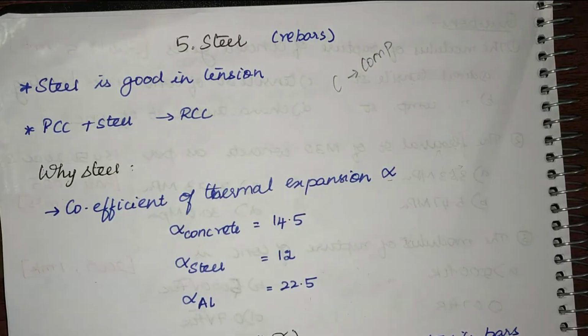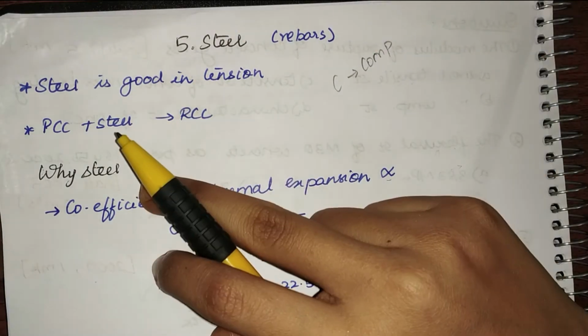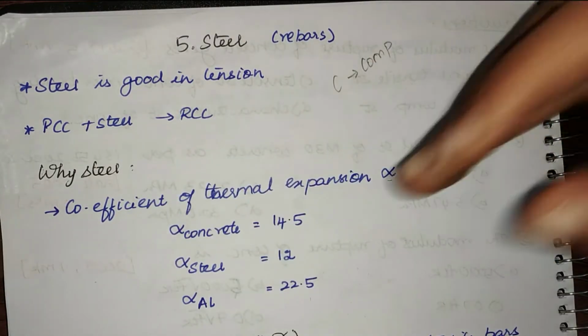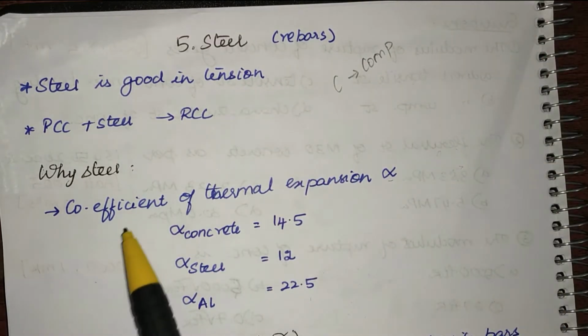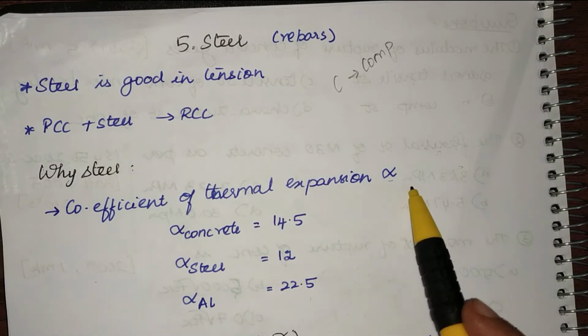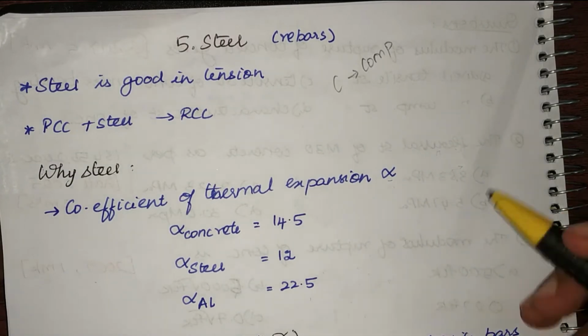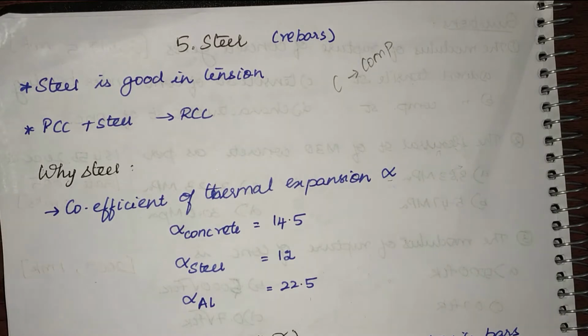So there are many metals available. Why are we going for steel? The main reason is because steel has high yield strength, but the critical reason is because of the property called coefficient of thermal expansion. It is denoted by alpha. We would have learned about the coefficient of thermal expansion in SOM.